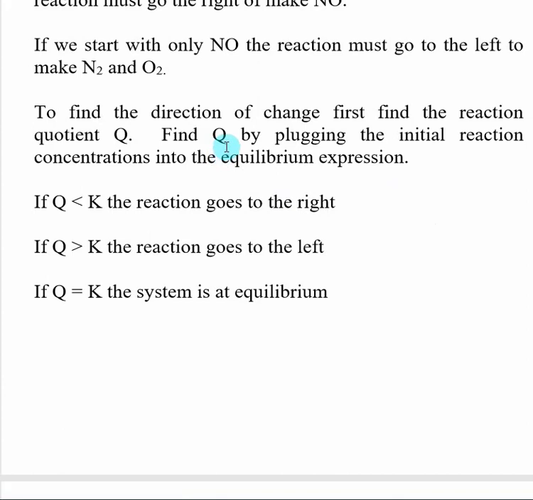Then what we do is we compare Q to K, and this relationship tells us what direction the reaction must go to reach equilibrium. So if Q is less than K, the reaction must go to the right to reach equilibrium. If Q is greater than K, the reaction must go to the left to reach equilibrium. And if Q is equal to K, the system is already at equilibrium.